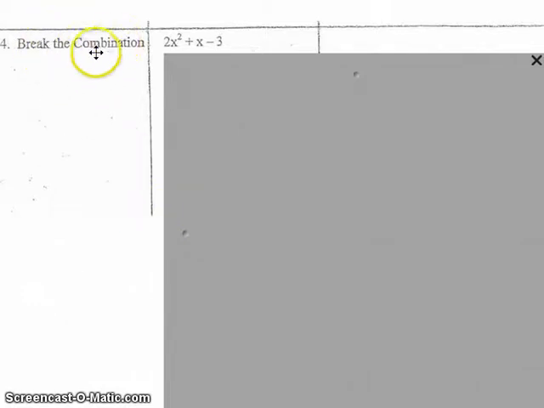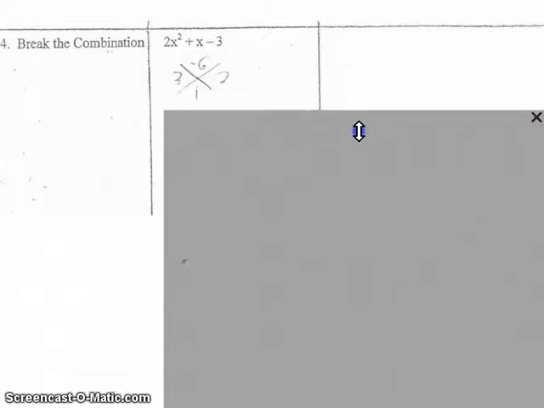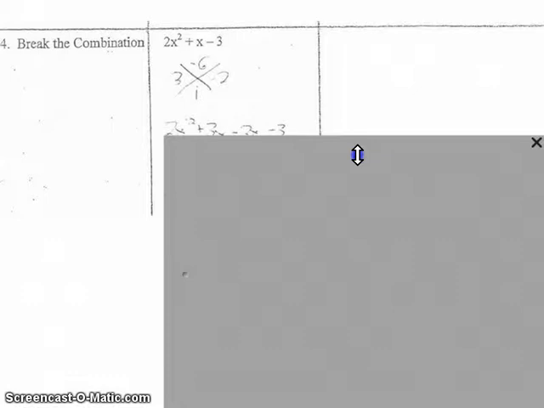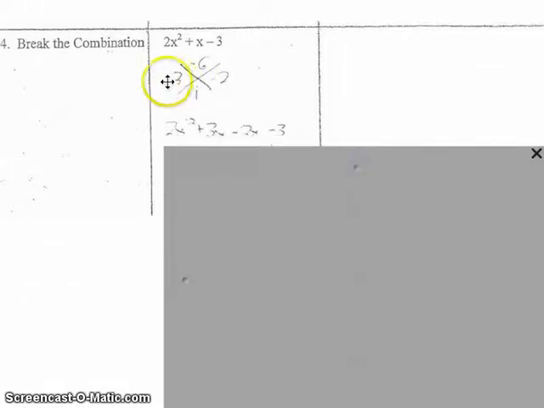This is a break the combination question, and the author called it break the combination. I've been teaching you all year to call it cross them up and split the middle. Either way, it means the same thing. You put 2 times -3, or in other words -6, at the top, this middle coefficient 1 at the bottom, and you'll find that 3 times -2 does multiply to make -6 and add to make 1. So bring the 2x² down and the -3 down, but break that middle term. And you've got 2x² + 3x - 2x - 3.